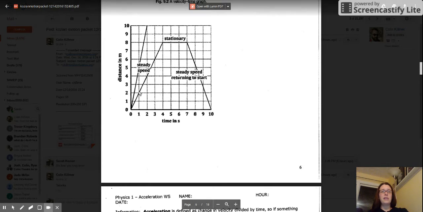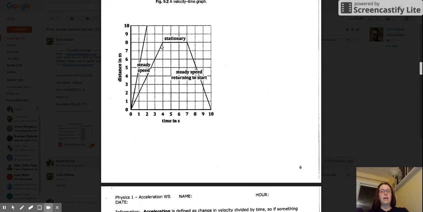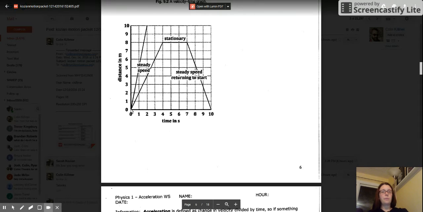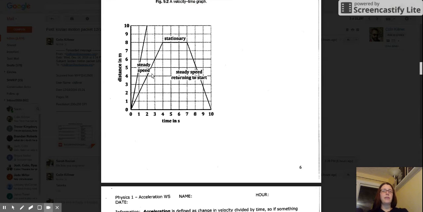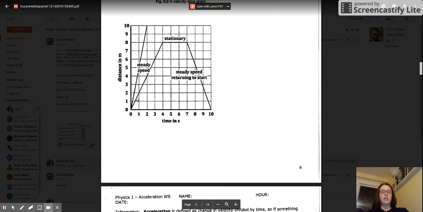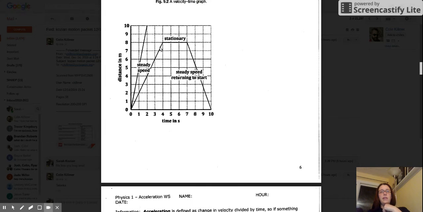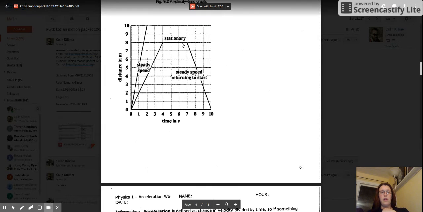And then this line is moving at the same time, but at a much slower velocity. But they started in the same place. Then whatever this object is doing, this one's moving with a steady velocity till it reaches the 10 meters. This one moves at a really slow velocity, then stops moving for a while, then goes all the way back to where it started from.